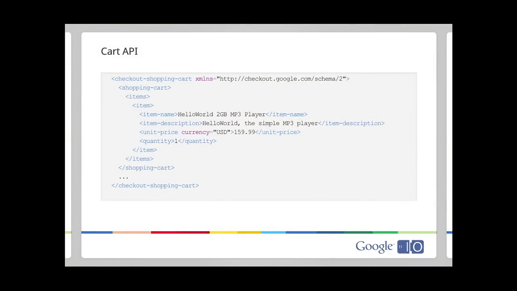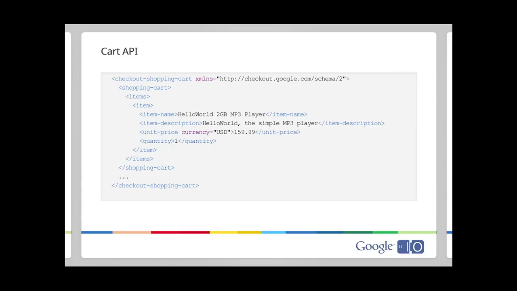So the three main APIs that you need to know about and that we're going to cover today are the cart API, the notification API, and the order processing API. And here we have some example cart API XML. As stated previously, since checkout is an alternative purchase flow, you're going to need to convert your representation of the buyer's cart into the cart API XML. And we have client libraries to help you in this process.